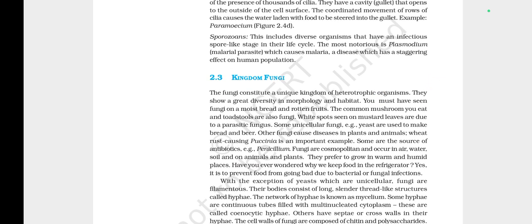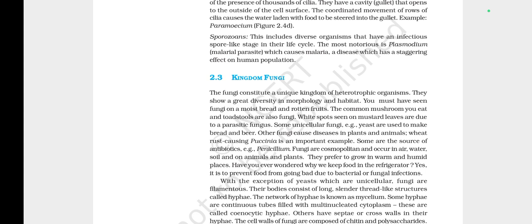The fungi constitute a unique kingdom of heterotrophic organisms. They show great diversity in morphology and habitat. You must have seen fungi on moist bread, rotten fruits, and the common mushroom you eat. Toadstools are also fungi. White spots on leaves are caused by a parasitic fungus.